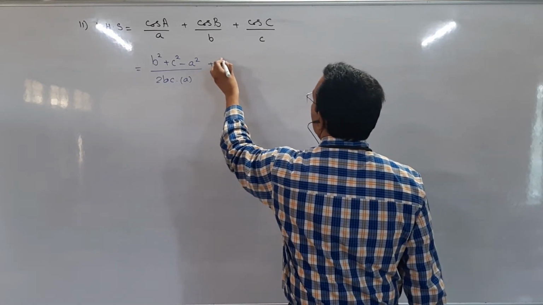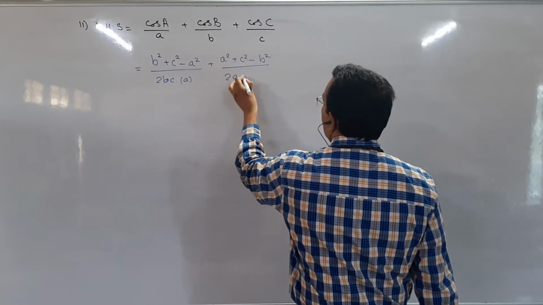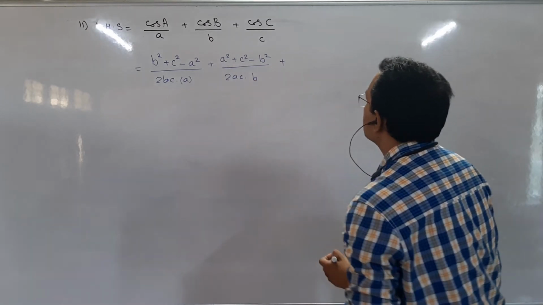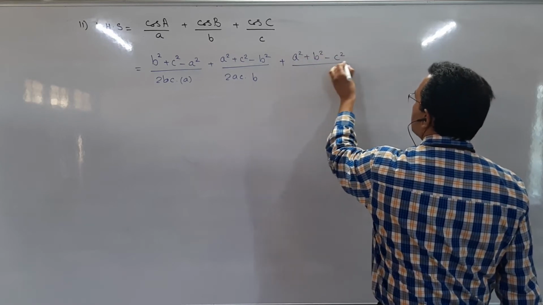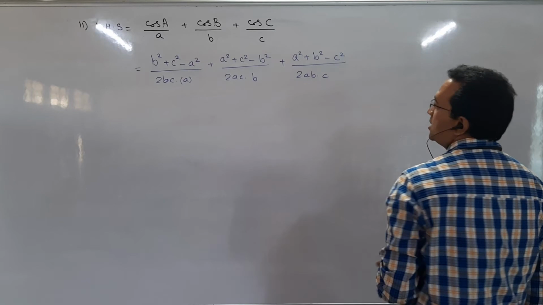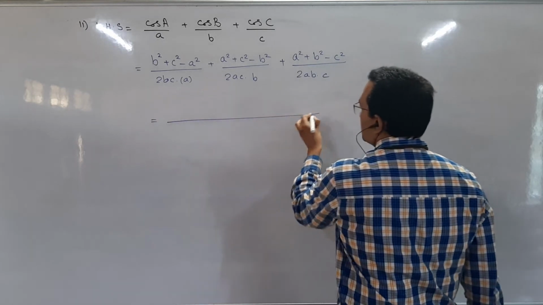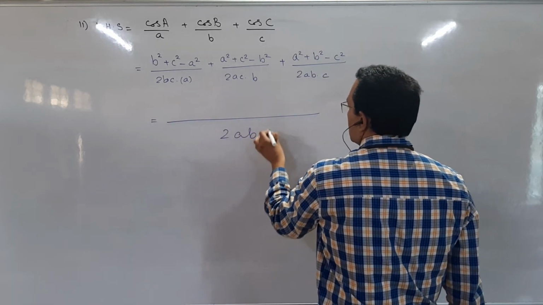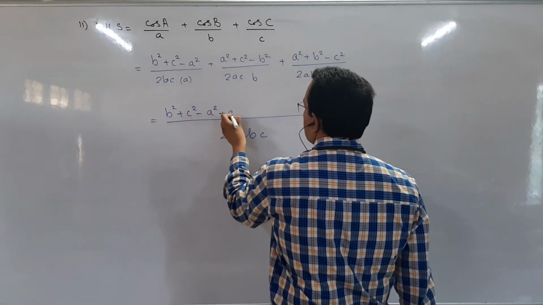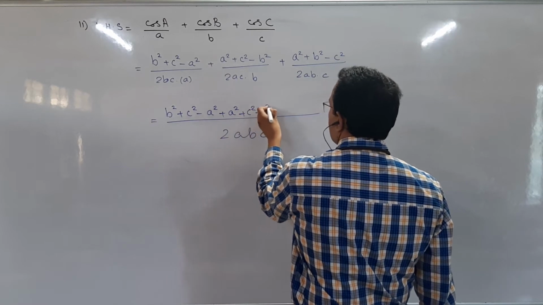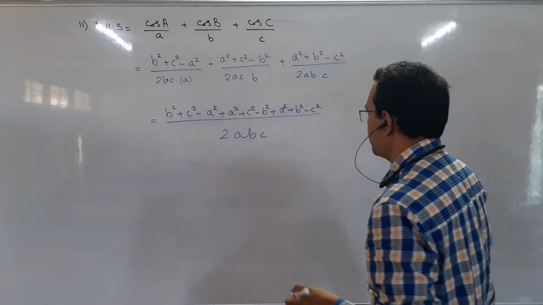Here, apply the formula of cos B: A square plus C square minus B square upon 2AC into B, plus cos C: A square plus B square minus C square upon 2AB into C. So if you chart out, your LCM is 2ABC, which I am writing. Add the numerators: B square plus C square minus A square plus A square plus C square minus B square plus A square plus B square minus C square.